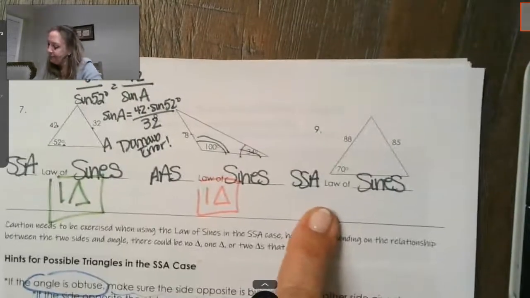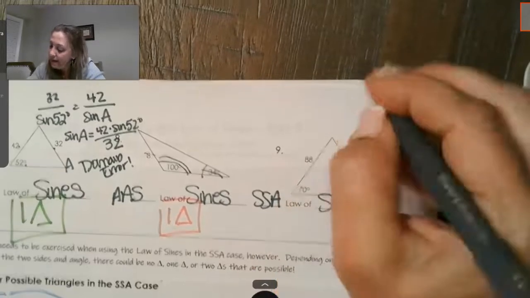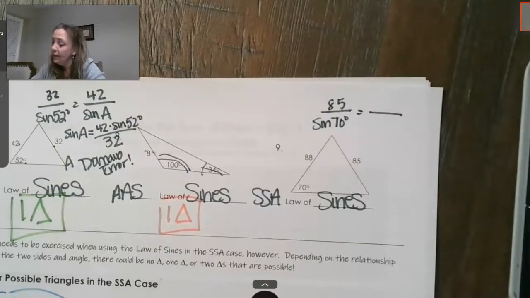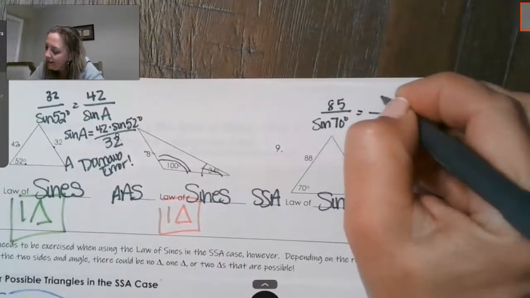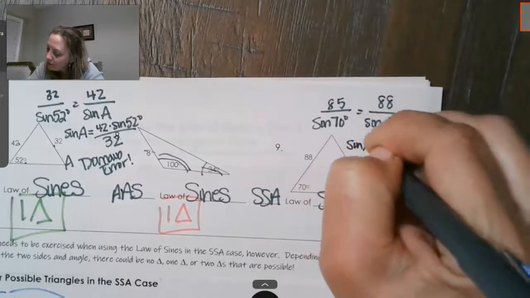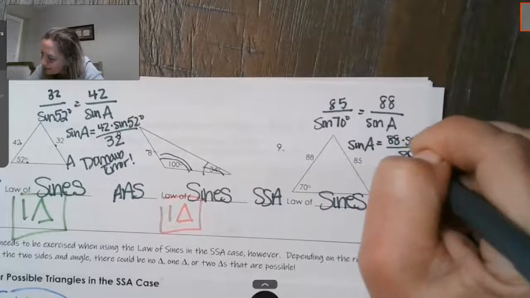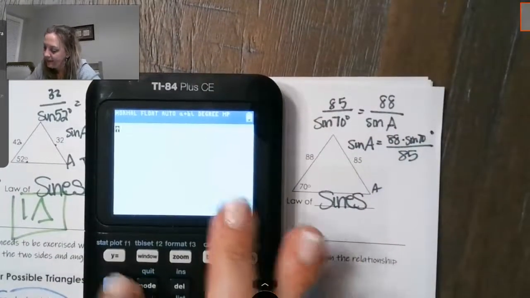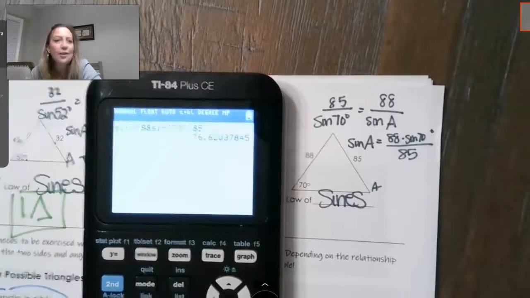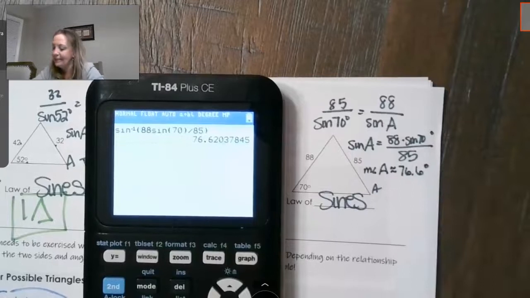Okay. Last one here. We have an SSA case again. So it's acute, so I'll set up 85 over the sine of 70. Remember that opposite side and that opposite angle in a ratio with each other. And then I have 88. And then again, I'll just call this angle A. So using cross multiplication, I would take 88 times the sine of 70 degrees over 85. And let's see, again, I'd have to find the inverse sine of that. No such luck. We have a measure of an angle. We have the measure of angle A, and that's going to be about 76.6 degrees.